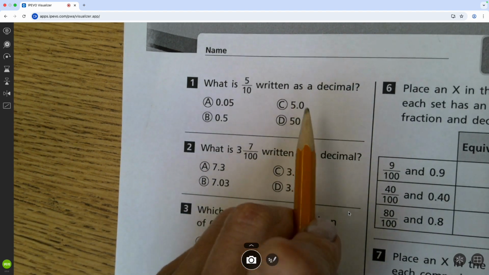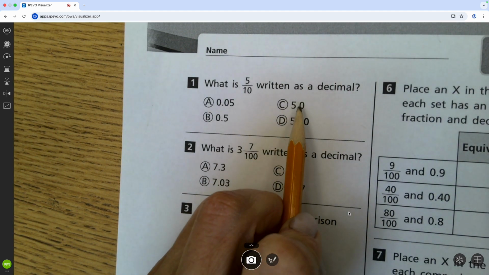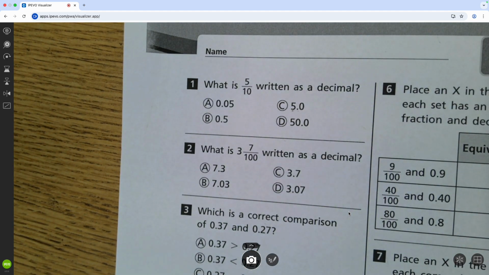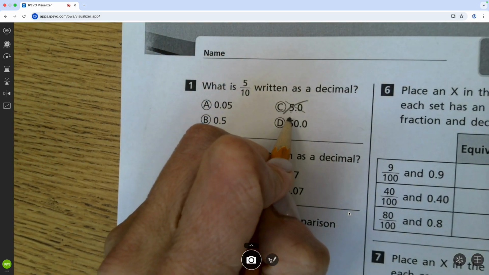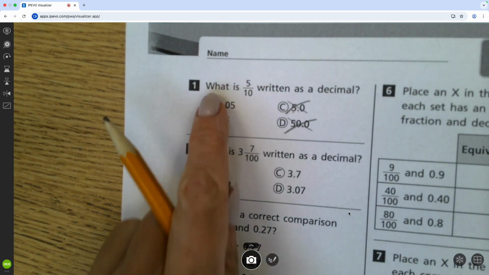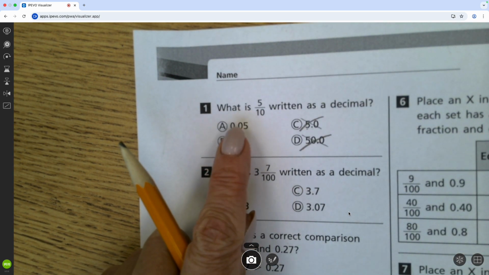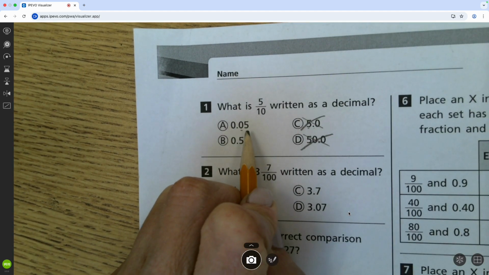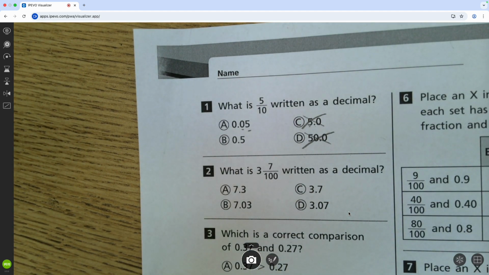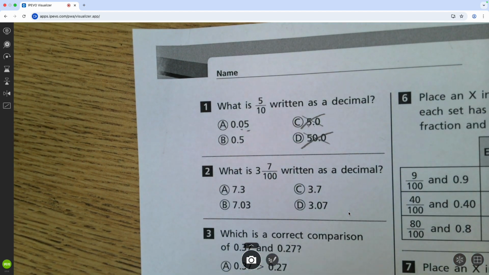So I know 5.0 cannot be it because any number that comes before a decimal point is part of a whole number. And 50.0, no way. So now I'm between these two. I'm going to look at A, and think about how I read that. There's a number in the tenths place and the hundredths place. So this is 5/100ths.